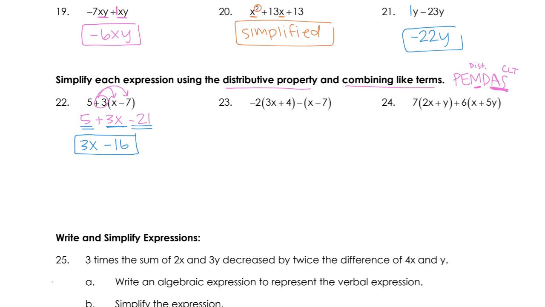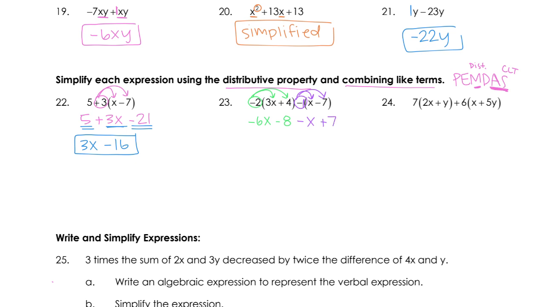On 23, I see that we have 2 sets of parentheses, so we're actually going to have to distribute twice. So -2 times 3x would be -6x. -2 times 4 would give us -8. Then we have a second set of parentheses. This is a -1 being distributed, so -1 times x would be -x. -1 times -7 would give us +7.